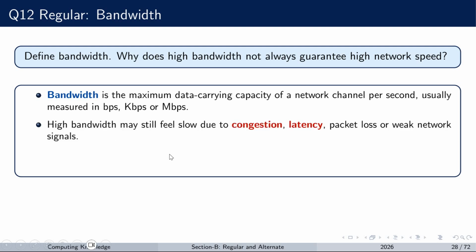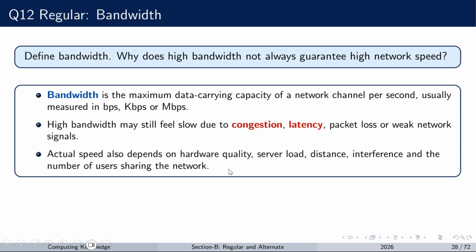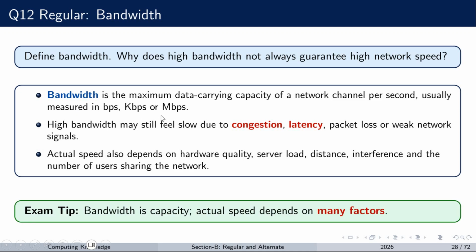High bandwidth may still feel slow due to congestion, latency, packet loss, or weak network signals. Actual speed also depends on hardware quality, server load, distance, interference, and the number of users sharing the network. Exam tip: bandwidth is capacity. Actual speed depends on many factors.